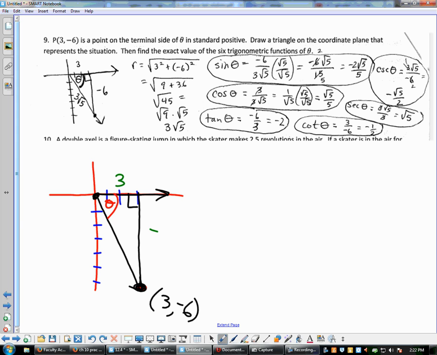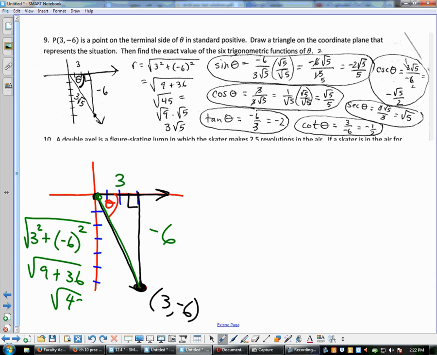So this is 3, this is negative 6, and we need to find the length of the hypotenuse. You know the Pythagorean theorem, so it's going to be the square root of 3 squared plus negative 6 squared. That turns out to be 9 plus 36, and that is the square root of 45. But we don't leave it as the square root of 45. We can simplify that. Square root of 9 times square root of 5, or better yet, 3 times the square root of 5. So that's how we are going to write in this length right here. This is 3 times the square root of 5.